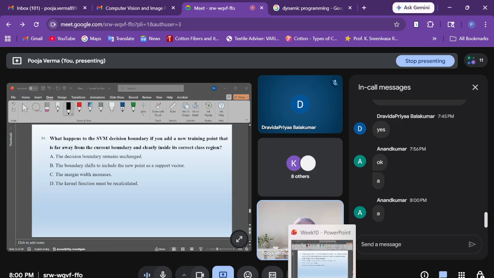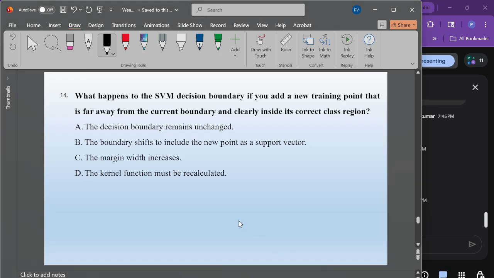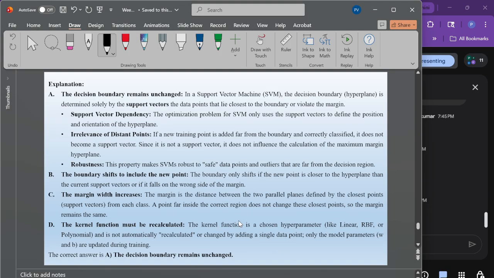Okay, yeah, that's correct. Let's see the explanation quickly. Our option A is the decision boundary remains unchanged. In the support vector machine, the decision boundary, that is a hyperplane, is determined solely by the support vectors, the data points that lie closest to the boundary or violate the margin.